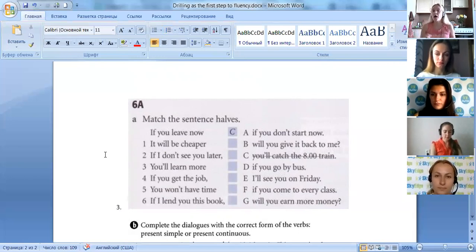Now change. You read the beginning, I read the ending. Okay, good. If you leave now, you'll catch the 8 o'clock train. It will be cheaper if you go by bus. Just a second. Look, here we have "it will be cheaper." How can we make it natural? Maybe to contract. How? It'll be cheaper if you go by bus. Very good. Next.